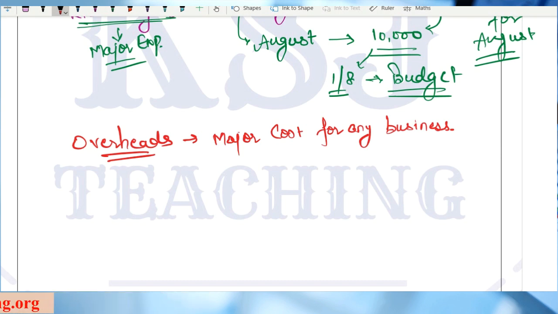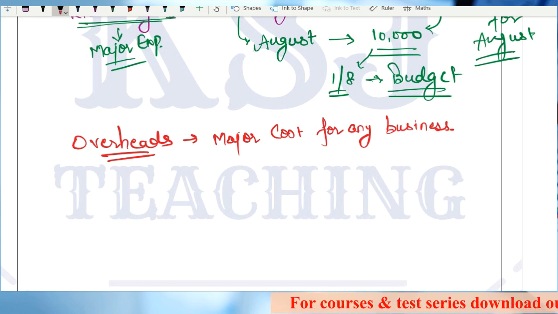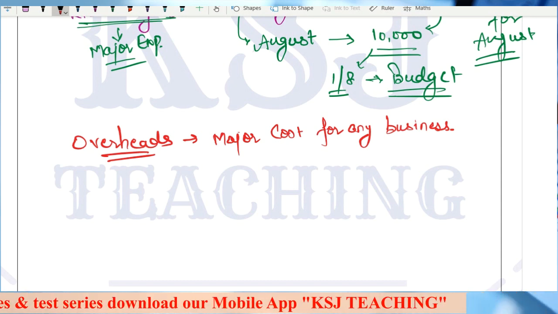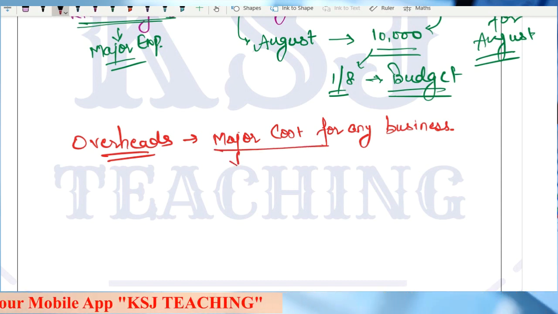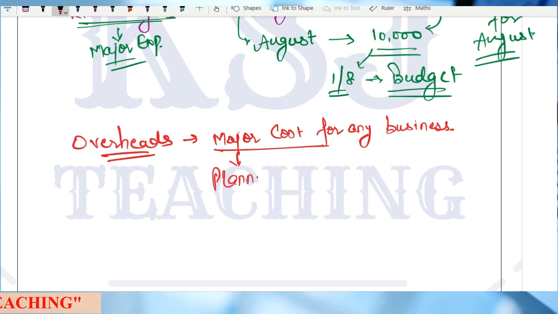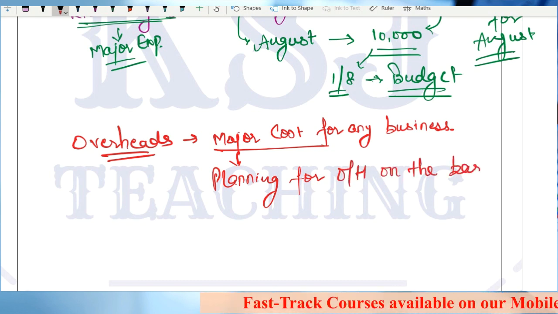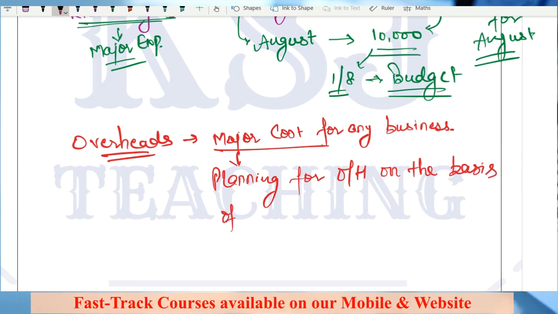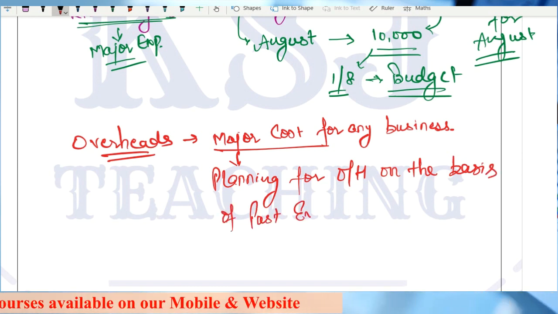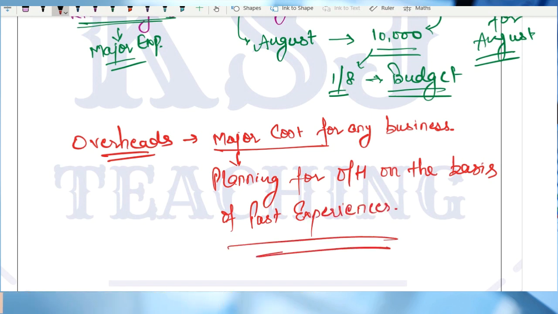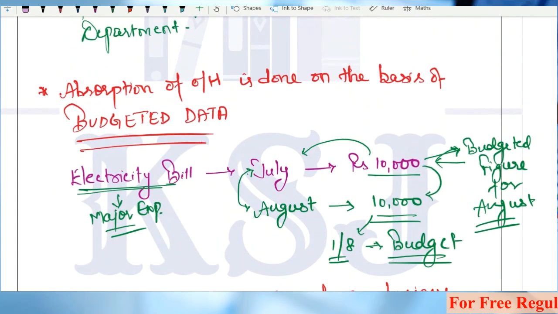So the business has to plan how we are going to handle our overheads, how we are going to pay our overheads which are going to be incurred in the future, right? So that means what we are doing is we are planning for overheads on the basis of past experiences, right? That is known as absorption of overheads.